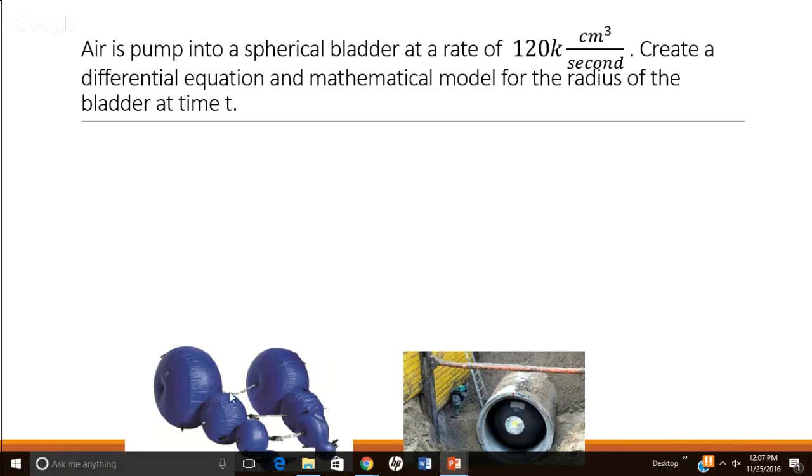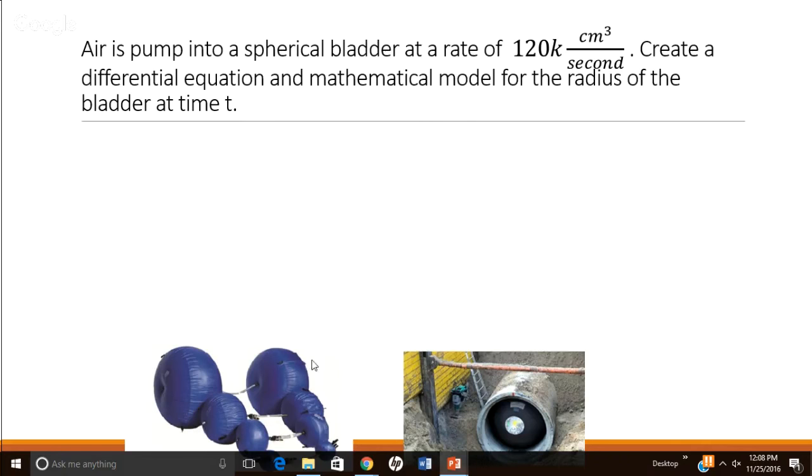We have here these bladders that are being expanded at that rate. And what we want to know is a differential equation and a model for the radius of the bladder at time t. So our radius is changing. We've got a rate of change that lets us know about the volume, how much air is going into that spherical bladder. And we've got an independent variable, time t.